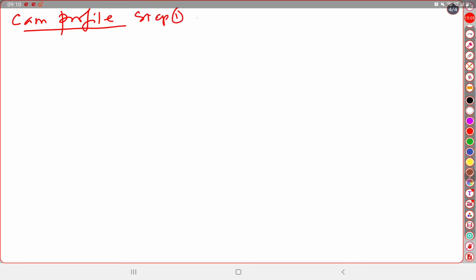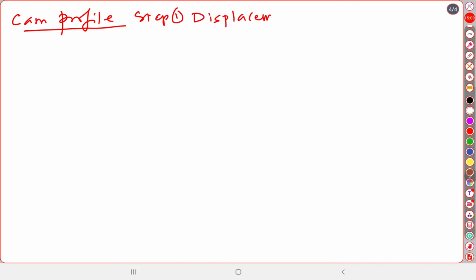So in this particular section, now we will understand how to plot the cam profile from the displacement diagram. So step number 1 we have completed: plotting of the displacement diagram. The displacement diagram we have plotted already, and from this displacement diagram, step number 2 is nothing but this cam profile.